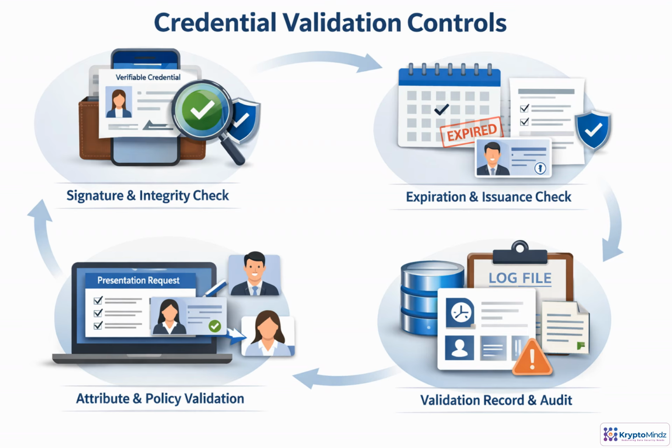Credential validation turns a wallet presentation into evidence the relying party can trust. Start by confirming the signature, integrity, and any binding to the holder or presentation. Then check dates, issuer status, schema, format, and the required assurance level. Finally, compare the returned attributes with the original request and policy rules. Every pass or failure should be recorded with the time, policy version, and reason, so onboarding decisions are defensible and auditable.